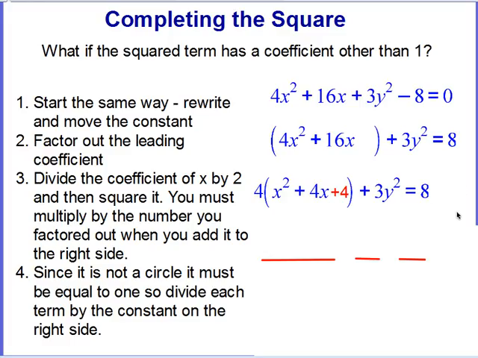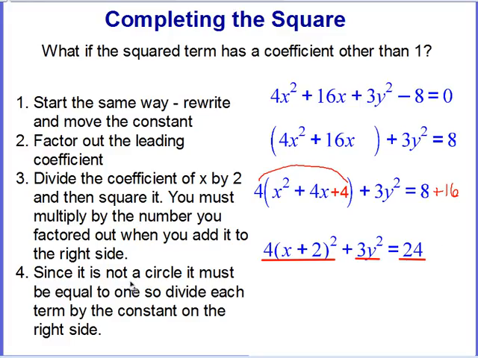Now when I add to the other side, though, I have to remember that there's this 4 out here in parentheses. So when I add to the other side, I'm not just adding 4. I'm actually adding 4 times 4, so I'm actually going to add 16 to this side. So that's the tricky part that you have to remember: whatever's out here that you factored out, you have to multiply that when you add it to the other side so that things stay equal. Then just like we did before, I can go ahead and factor this. It becomes x plus 2 squared. So this is what I'm left with, and then 8 plus 16 is 24.